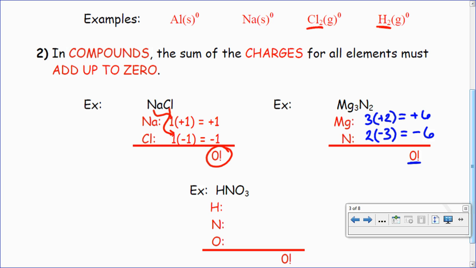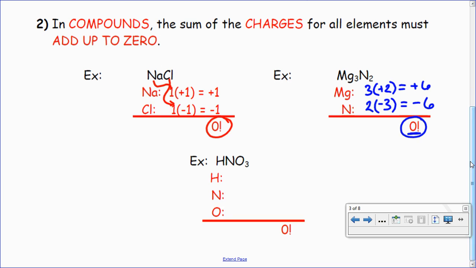Remember, we're always trying to get to 0. So this is kind of reverse algebra without any x's. This is algebra without x's, people. There we go. So let's check out this next one.